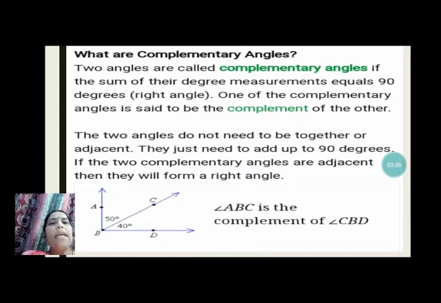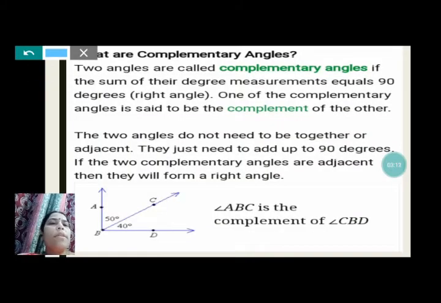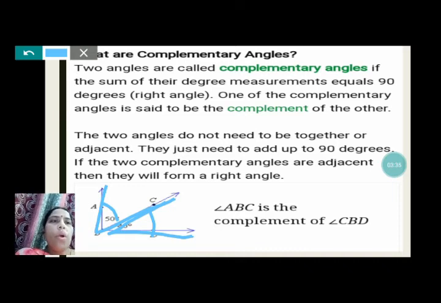As we can say, angle CBD. So come on, see. ABC is the complement of CBD. Why? Because 50 plus 40 make 90 degrees. We can say that ABC is the complement of CBD, or angle CBD is the complement of angle ABC. Now the two angles do not need to be together or adjacent.